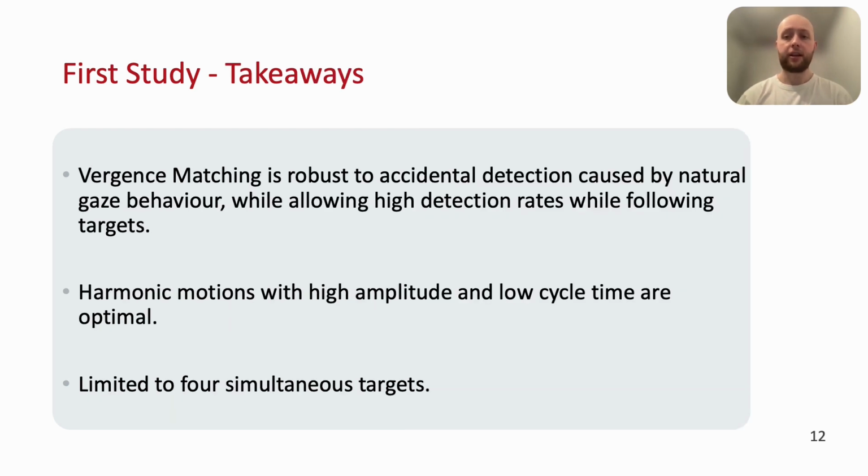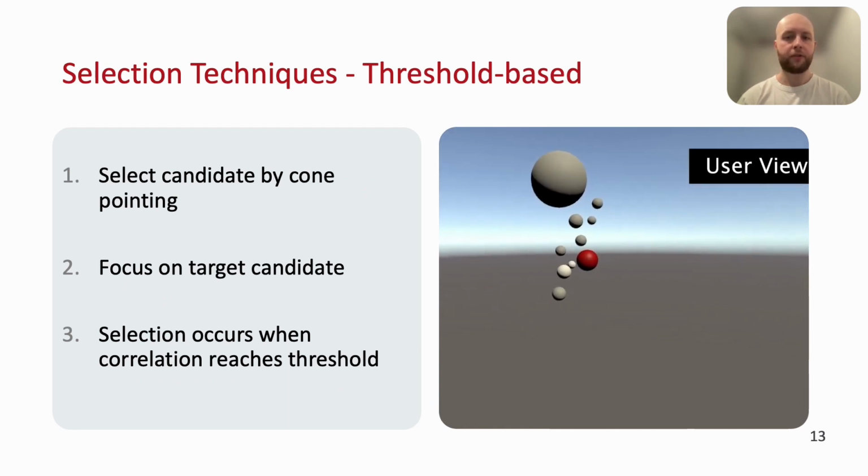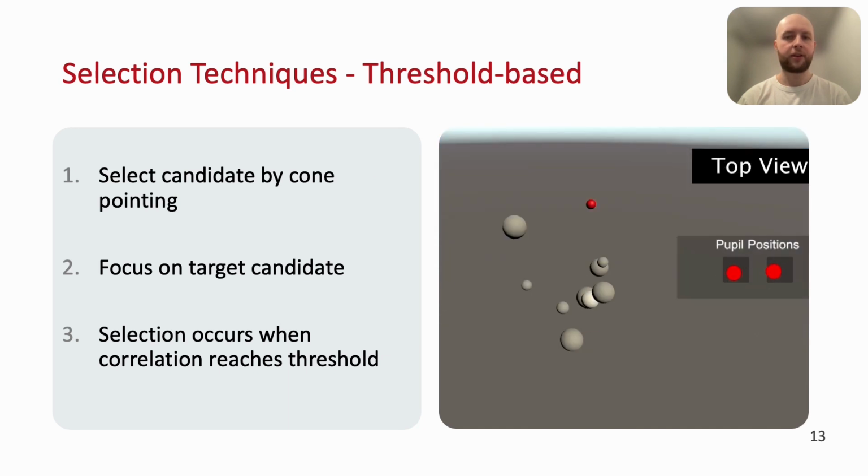So our study validates that vergence matching is an effective attention detection technique that is robust to accidental detection caused by natural gaze behavior. We also find that harmonic motions with high amplitude and low cycle time are optimal for correlation, and we suggest limited exploration of concurrent motions to 4 targets. So our results then led to 2 vergence matching techniques, a threshold-based technique for hands-free selection and a trigger-assistant technique using a controller for more control.